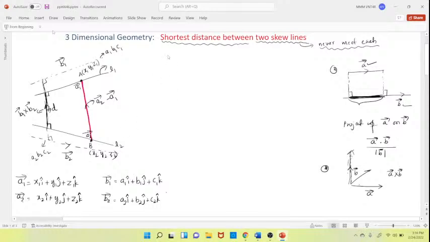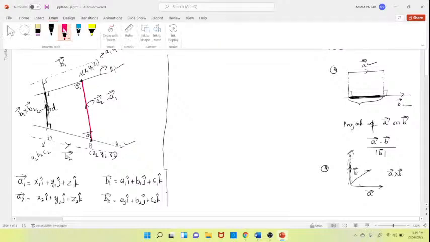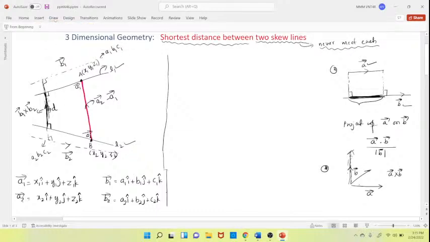Now we'll see how to extend the formula for the shortest distance between the two skew lines L1 and L2. Look here, from point A to point B, which vector is there? a2 minus a1 is there. And D is the shortest distance between the two skew lines.